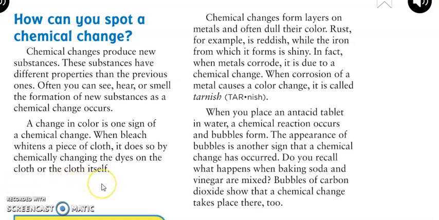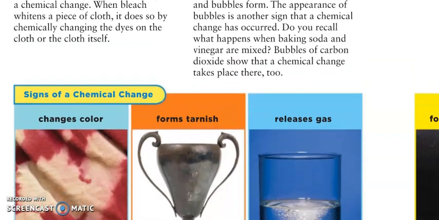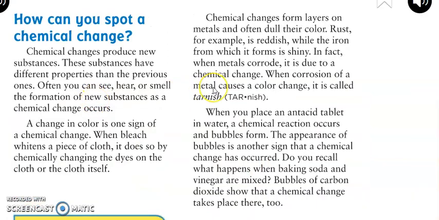A change in color is one sign of a chemical change. When bleach whitens a piece of cloth, as you see in this first picture, it does so by chemically changing the dyes on the cloth or the cloth itself. Also, chemical changes form layers on metals and often dull their color.